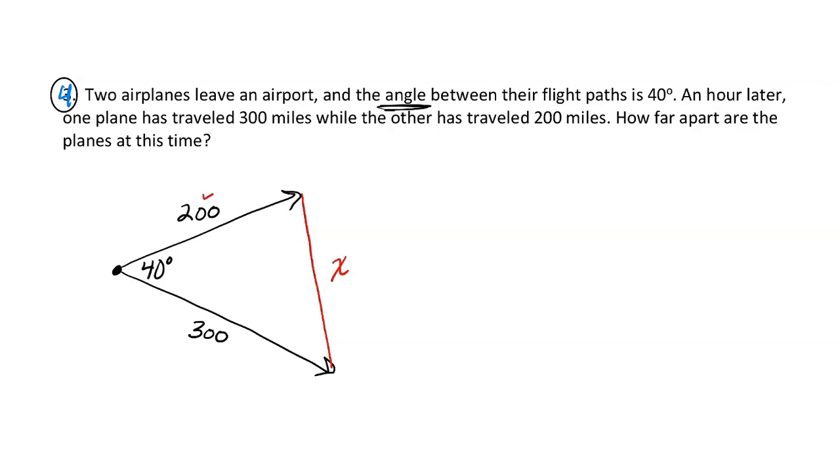This is a side, an included angle, and a side, side angle side, that allows us to use the law of cosines, not the law of sines and not right triangle trigonometry. As you try this, I'd like you to use the law of cosines and find the measure of x, which is the distance between the two planes.